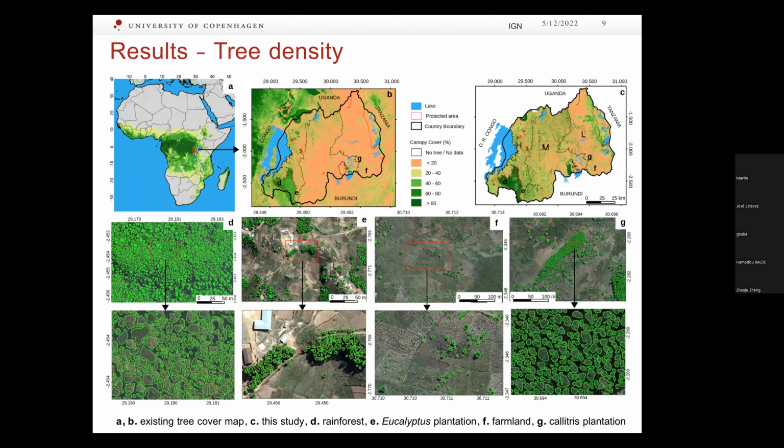And so the top right is our product, and then the top center is the existing global tree cover. And here we have an example in the lower left, the tropical mountain rainforest. Again, in the end we mapped every individual tree, and then we have a eucalyptus plantation, and then farmland, and then another plantation example. So as a summary, this is how our results look.